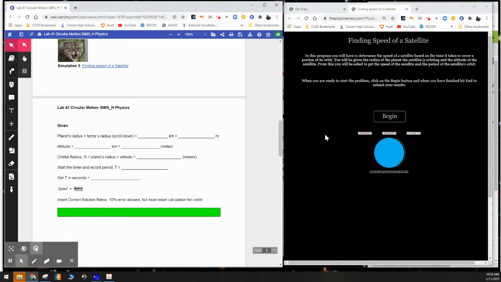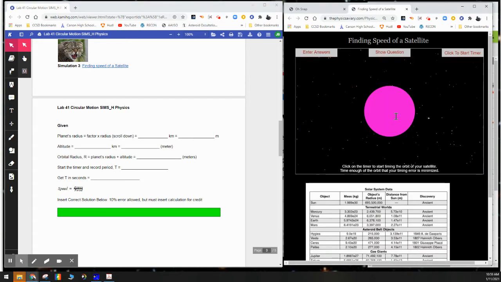All right, class, this is simulation 3. It's called finding the speed of a satellite. Take a look here. We have the satellite going around in a circle. The first thing I want to do is go ahead and start the timer. This is going to get us the time it takes to go all the way around, in hours.